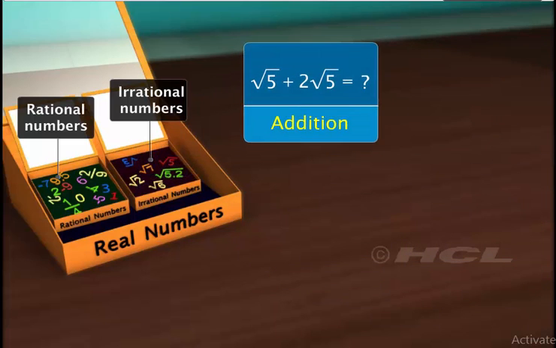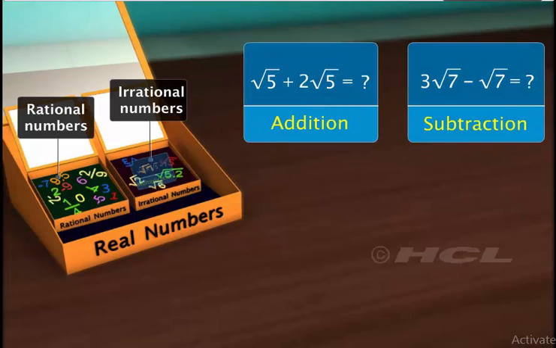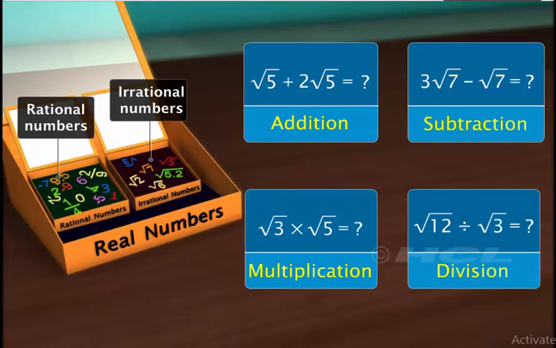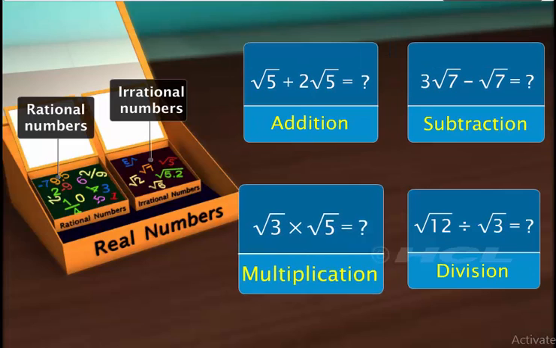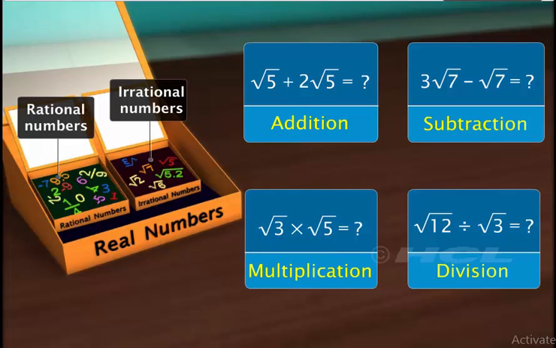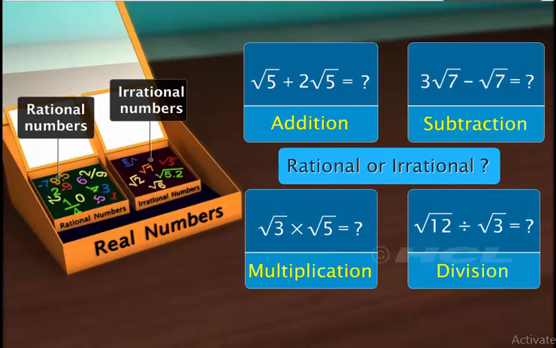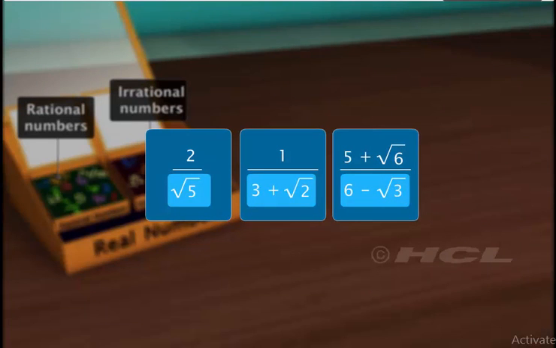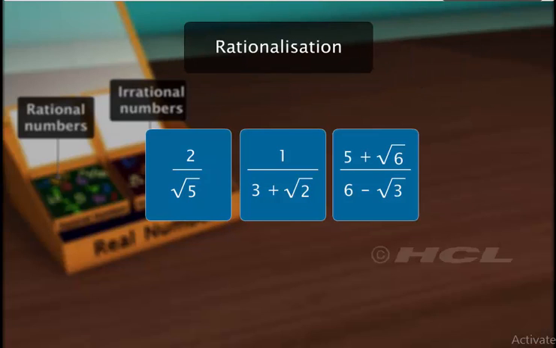Let's now see how to add, subtract, multiply, and divide irrational numbers. Let's also find out whether the result obtained by adding, subtracting, multiplying, or dividing two irrational numbers will always be an irrational number, as in the case of rational numbers. In addition, we will find whether we can convert an irrational number to a rational number. And finally, we will explore the concept of rationalization, which is the process of making the numerator or the denominator rational.